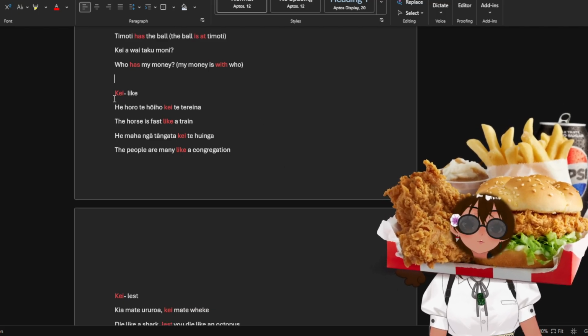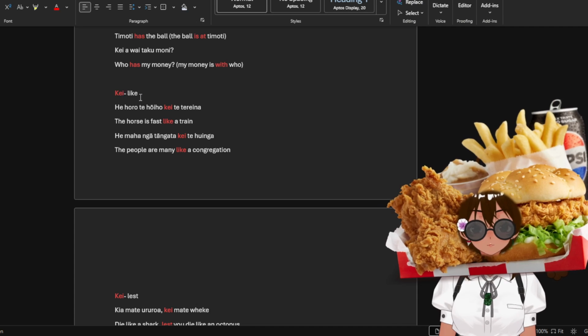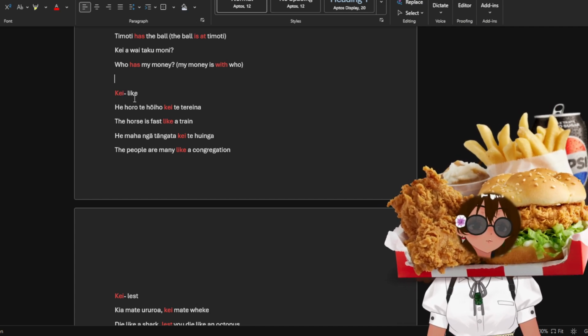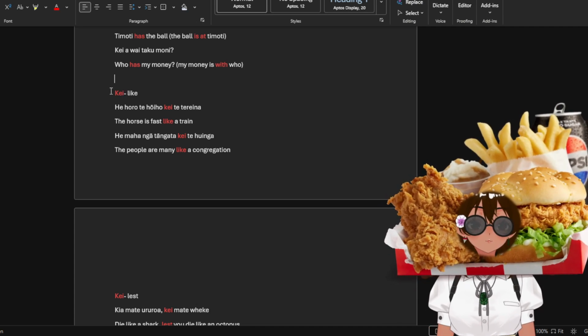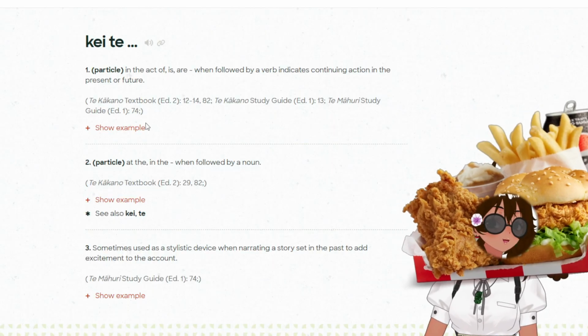Now this is a pretty new usage for me. I haven't actually seen this before. I only just learnt it today when I was looking at a bunch of the meanings in Te Aka earlier.